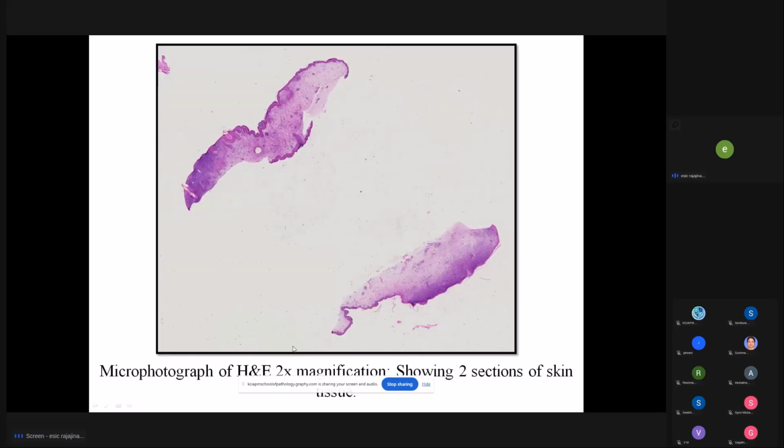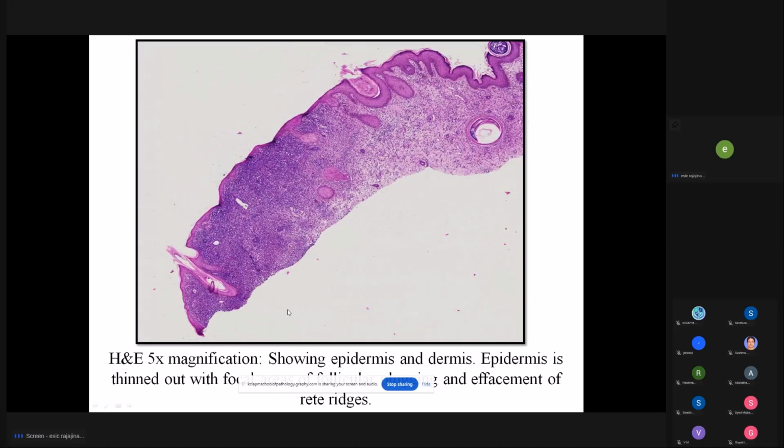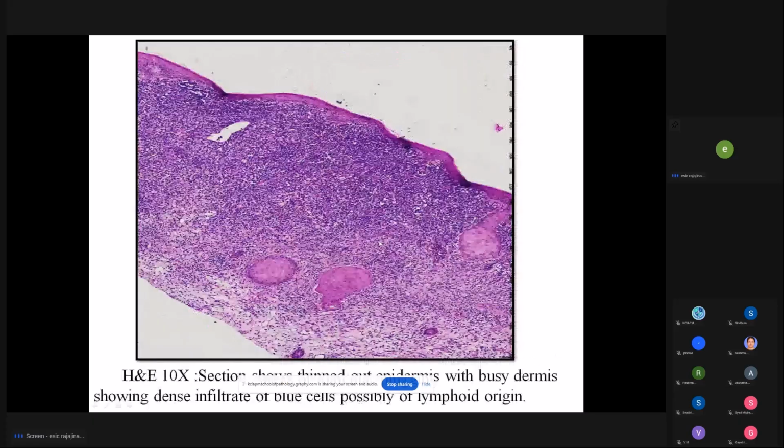In low power view, we saw 2 sections of skin tissue. At 5x magnification, showing epidermis and dermis. Epidermis showing follicular plugging and effacement of rete ridges. In 10x view, the section shows a thinned out epidermis with a busy dermis. Busy dermis showing dense infiltrate of blue cells, possibly of lymphoid origin.